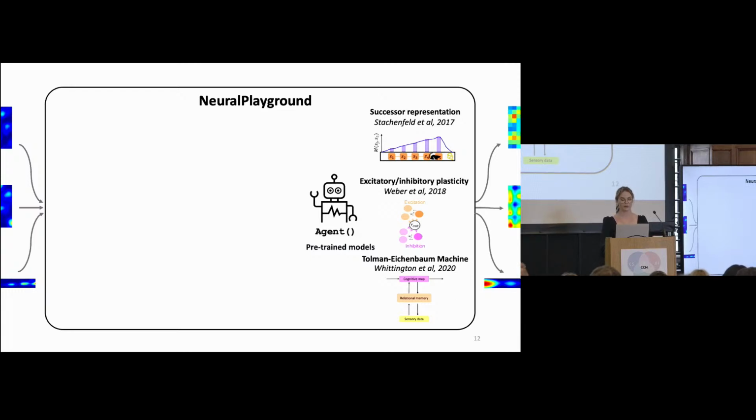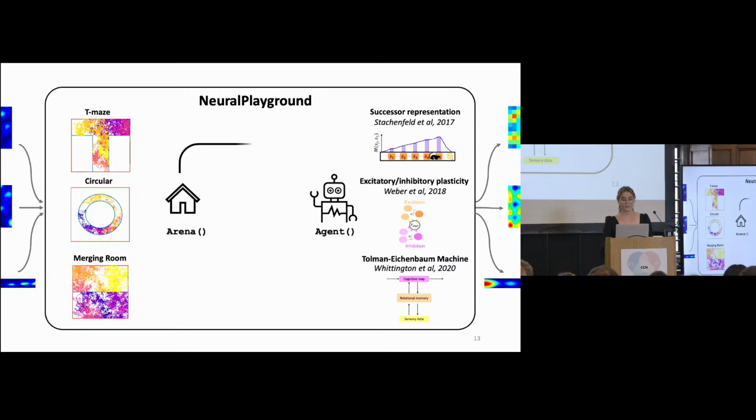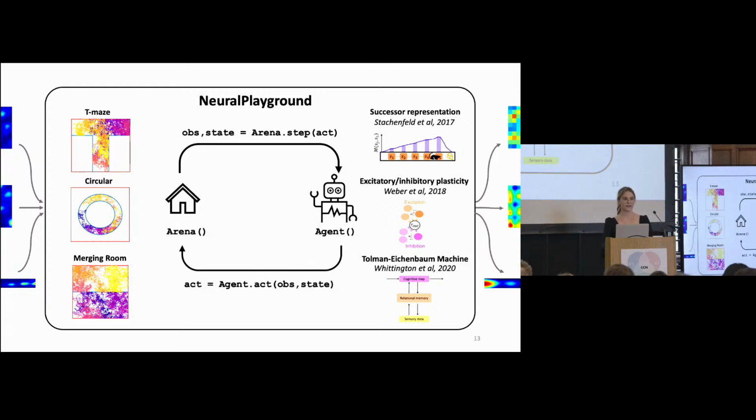The second component of NeuralPlayground is the arena class. It provides the agent an environment in which it can explore and potentially learn over time. Any two-dimensional arena can be built using walls as construction units. This allows complex architectures to be implemented, such as the T-maze, cycles, and dynamical environments such as merging rooms. The agent and the arena interact broadly like in OpenAI Gym. The agent receives observations from the environment, for example, reward, visual cues, etc., and uses this to take action, which in turn will update its own state and the state of the environment. This aims to really mimic the interaction that the animal has with its environment.